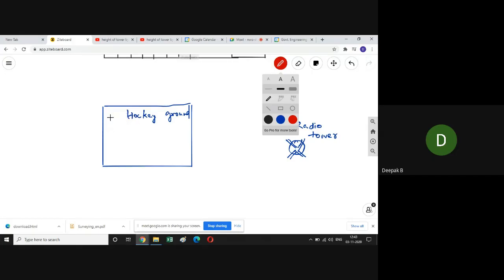So this is our hockey ground, and this is the radio tower to the north of the hockey ground. The base of the radio tower is not accessible. You cannot measure the horizontal distance from our college to the radio tower. That is not possible in our case. So we are doing this using just the vertical measurements with respect to the radio tower. So how will we do it?